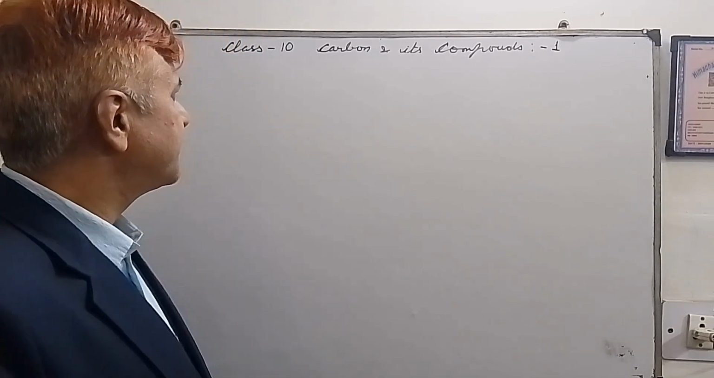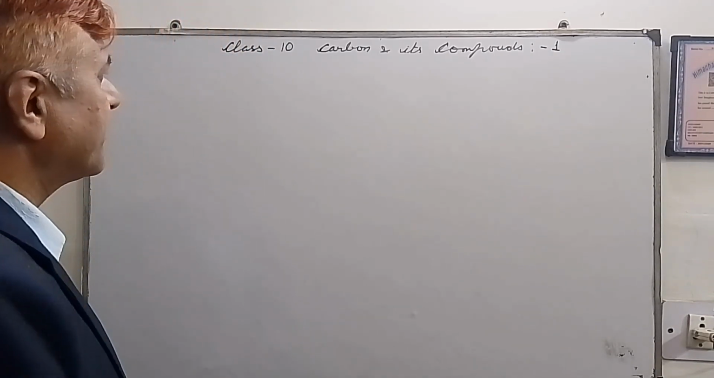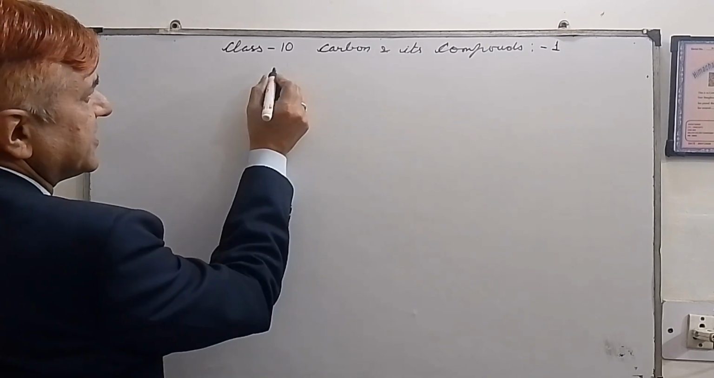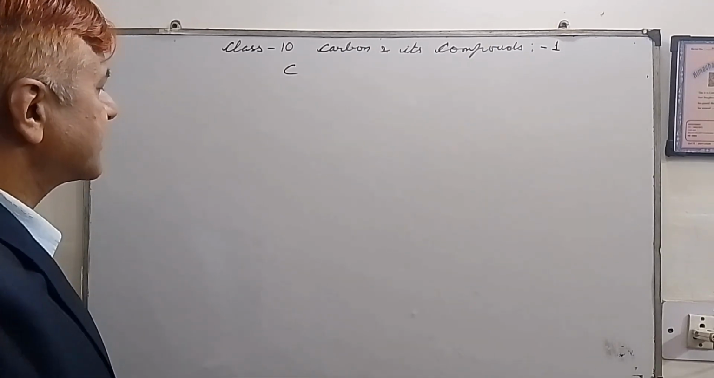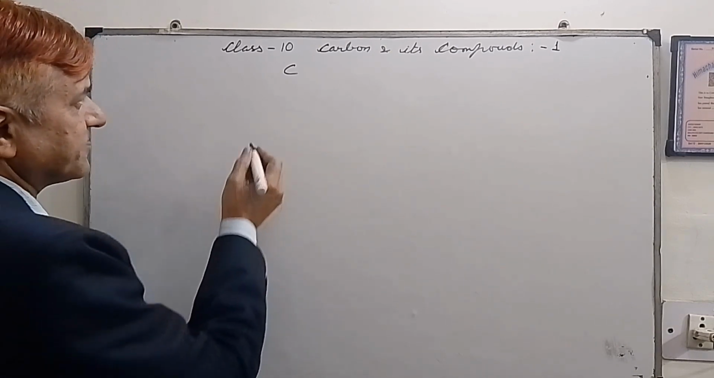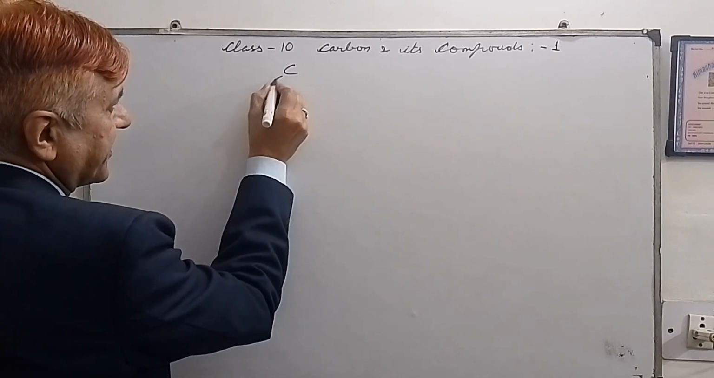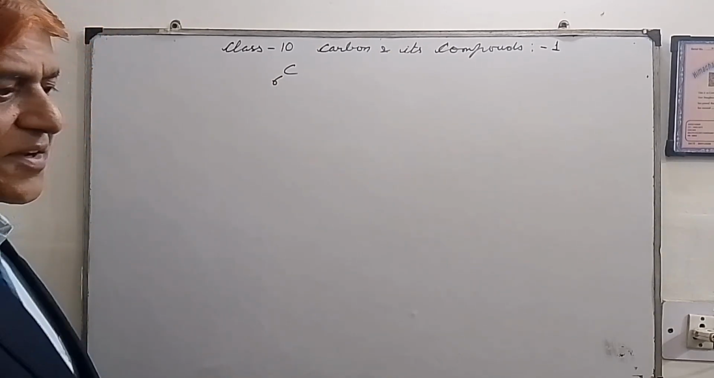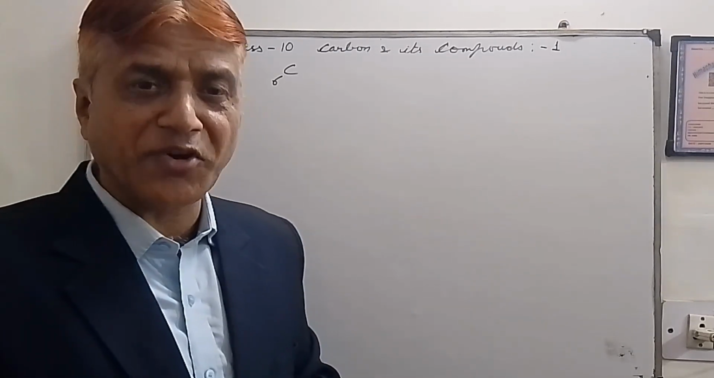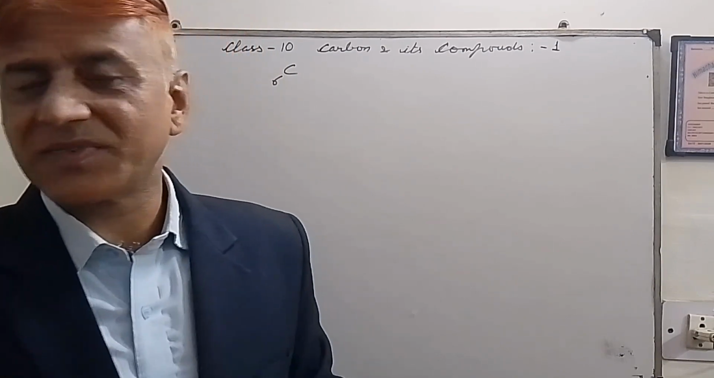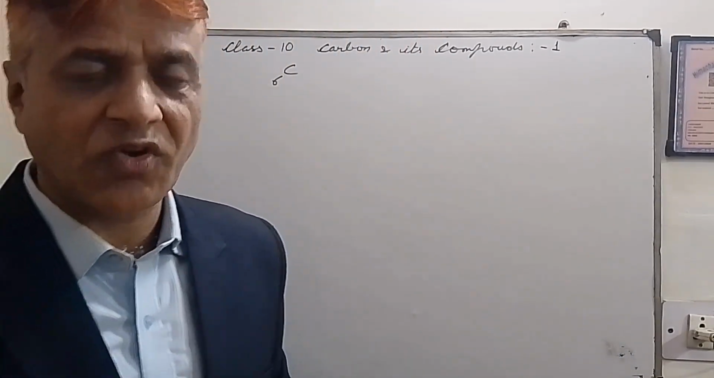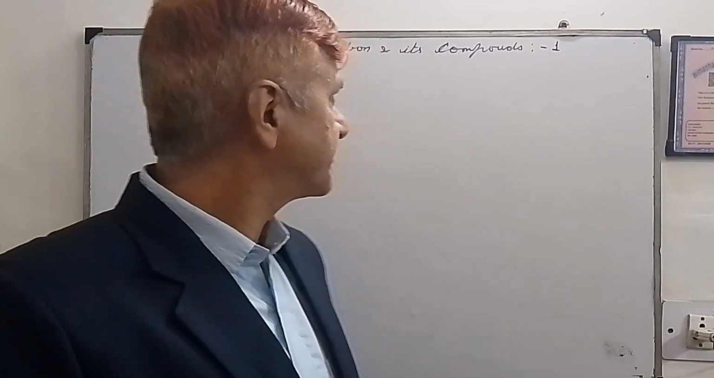So, my dear students, carbon, the symbol for carbon is C and its atomic number is 6, and carbon is a non-metal. Always remember, it lies in 14th group and in second period of the periodic table.